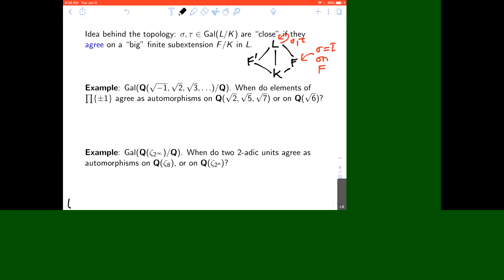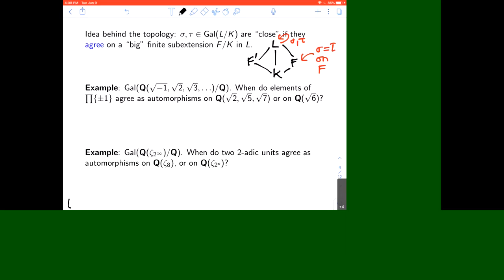The topology is going to be, we're not changing the objects. The fields are the same. The automorphisms are the same. We're going to put a topology on the automorphisms themselves. So we're going to cut that down, but we're not going to remove or drop out of consideration any of the automorphisms of the field. Okay. And so as you change the finite extension on which two automorphisms agree, you're kind of changing the nature of the open sets, so to speak. So we'll see the definition of it later on, but this is the basic idea.